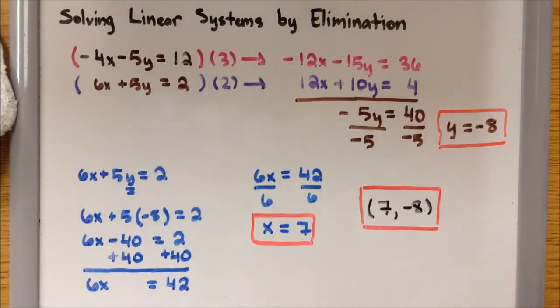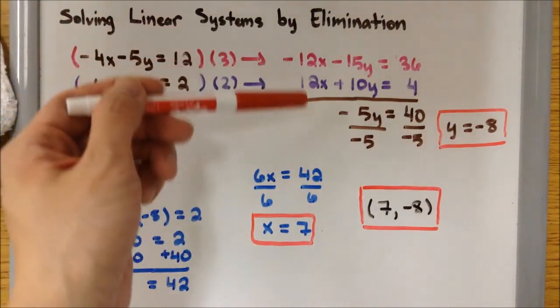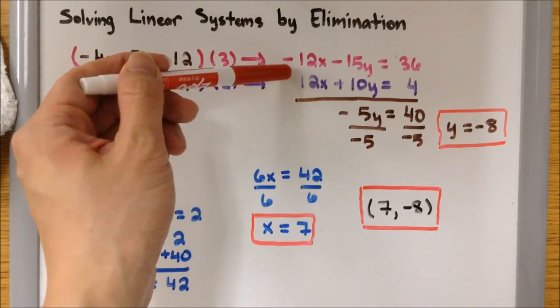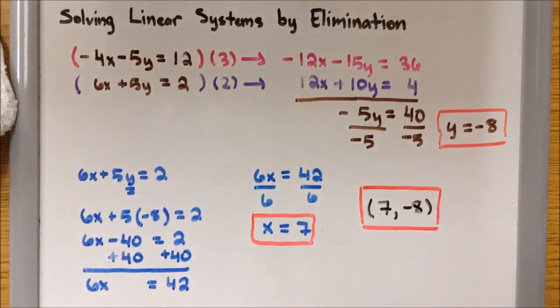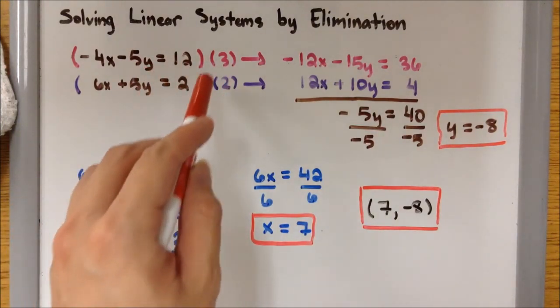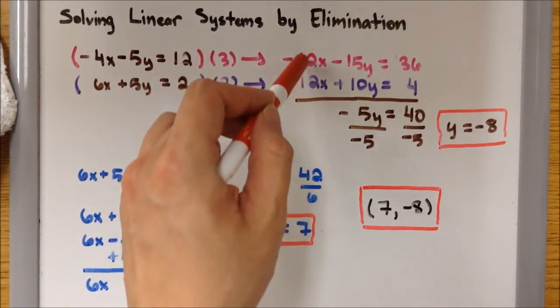So that's what you would do in the event you have to multiply both equations by a number to get the same number, in this case negative 12x and positive 12x, just to cancel out the x. So again, in the event you have to multiply both equations, make sure to have opposite sign, same variable, and same number.